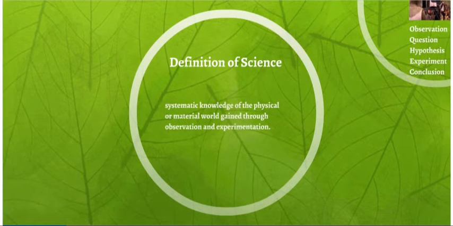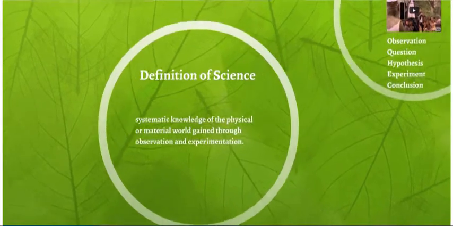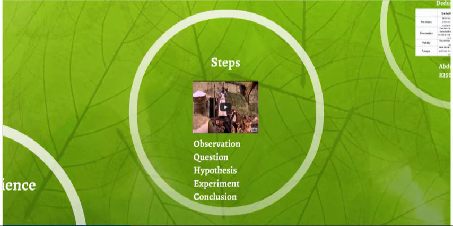So, science is defined as systematic knowledge of the physical or material world gained through observation and experimentation. And there are several major steps. Depending on who you ask, there may be one additional or one removed.